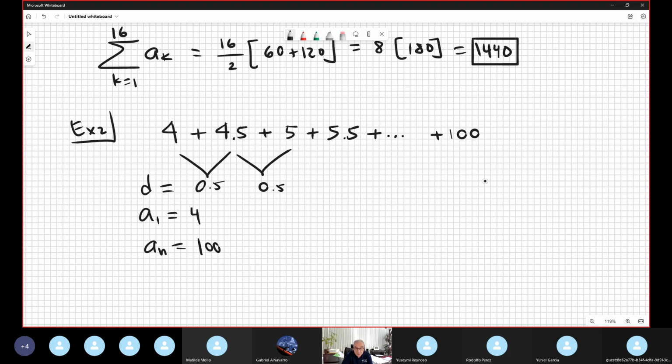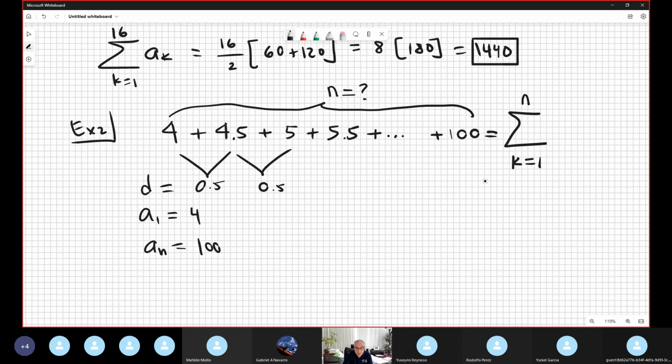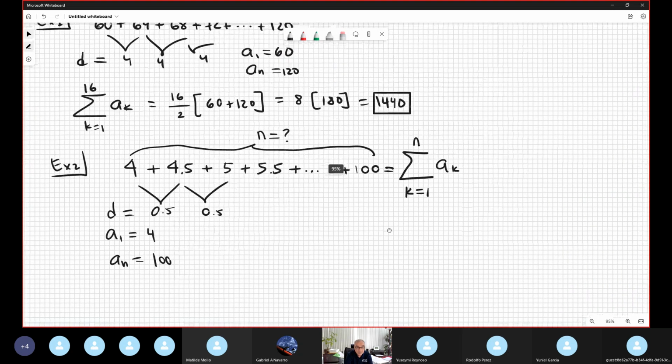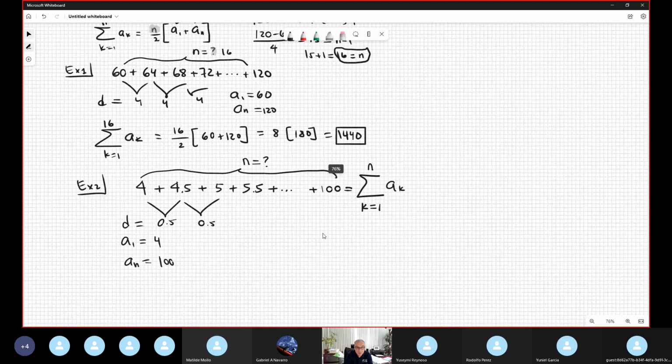Actually, I need to condense this in one summation, that starts at 1, always starts at 1, to m. I have no idea how many elements we have here. I need to discover this m, of the a sub k. And the formula is m divided by 2, bracket, a1 plus am.